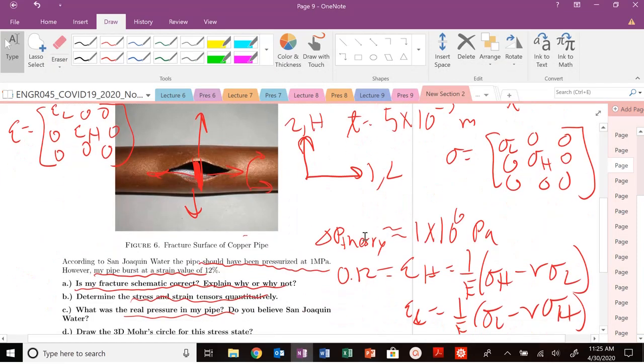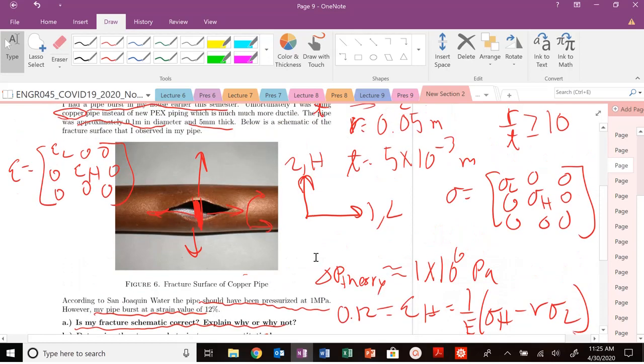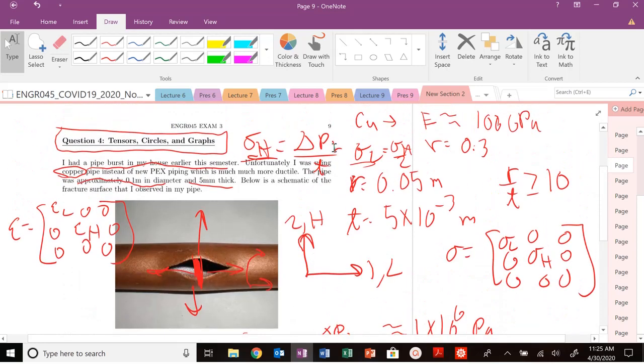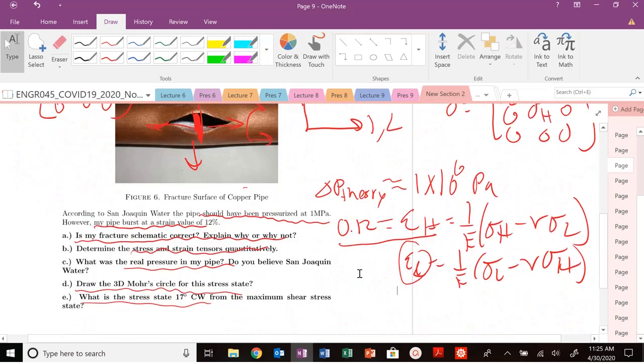So we were trying to figure out the stress and strain tensors, which we've already written quantitatively. So what are our unknowns in this problem? Well, we know R, we know T. We don't know what the real delta P is. We don't know sigma H, but once we have delta P, we'll have sigma H, we'll have sigma L. And we know what EH is. That's already defined. Now we just need to figure out what is EL. So let's start to define and solve these equations.